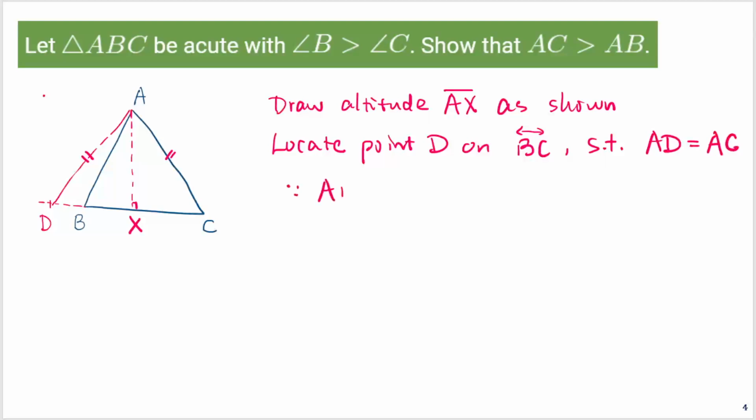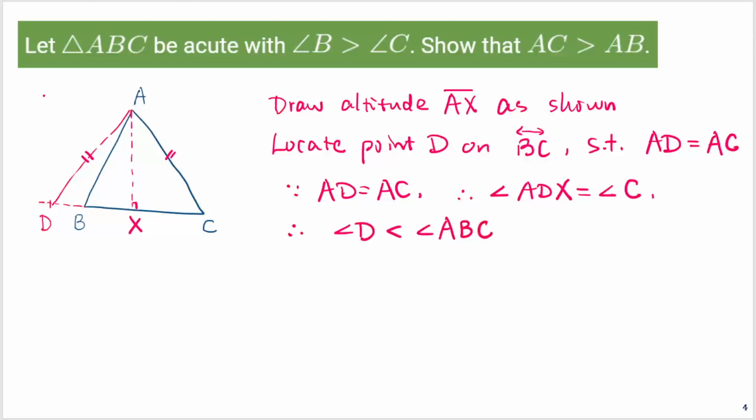And because we have AD equals AC, we have angle ADX should equal angle C, right? Therefore, we have angle D must be less than angle ABC. You see that? Because angle B is larger than angle C. So here, angle ADX equals angle C. ADX is actually angle D here. So angle D is less than angle ABC, right?